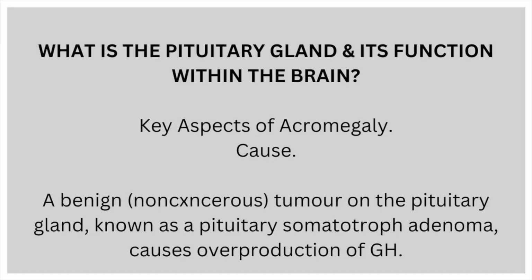Key aspects of acromegaly. The cause: a benign tumour on the pituitary gland known as a pituitary somatotroph adenoma causes overproduction of the growth hormone. Pituitary somatotroph adenoma. Check out that for a word.